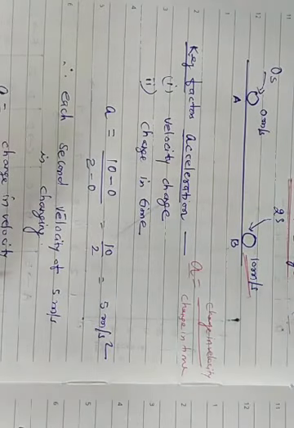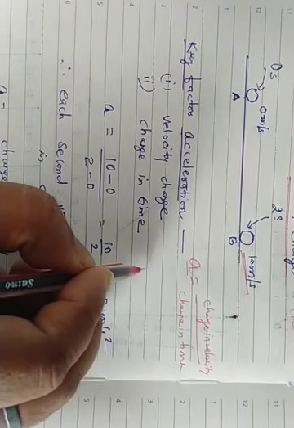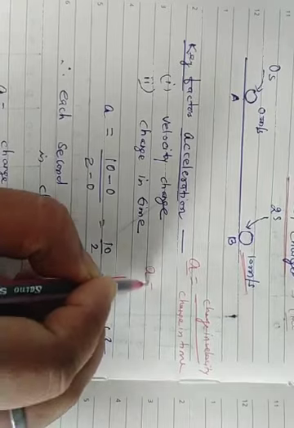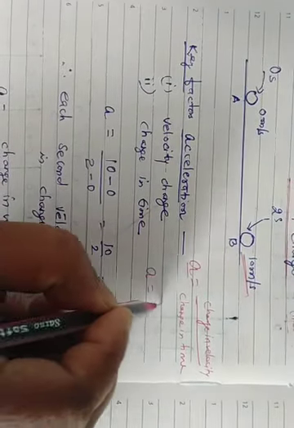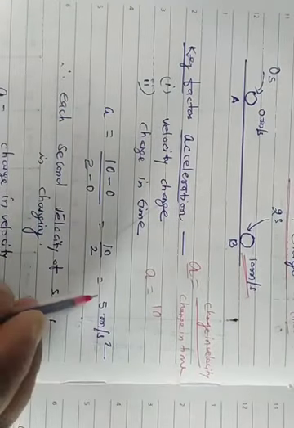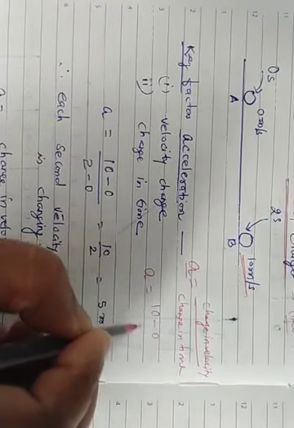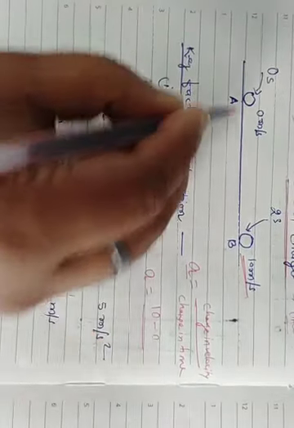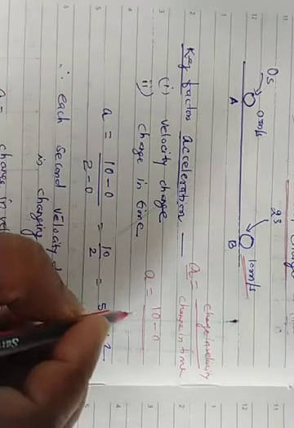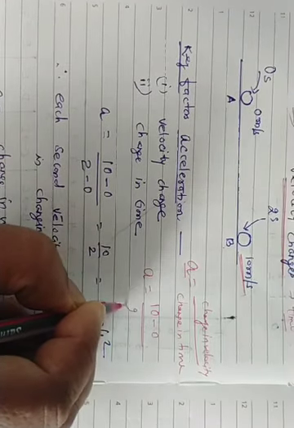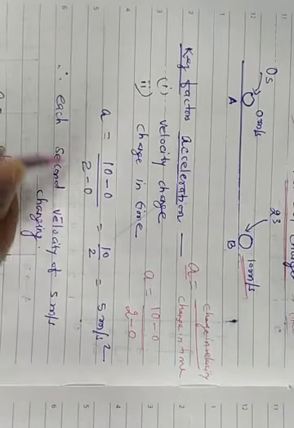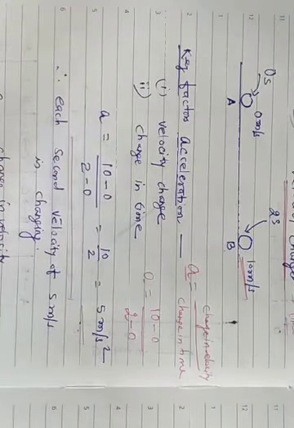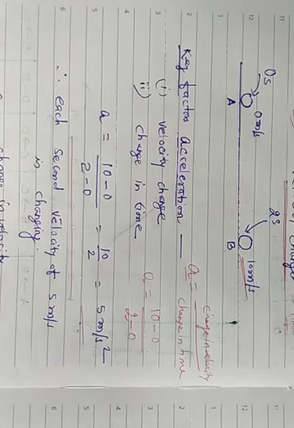Alright, so how much did the velocity change? Here we will say that a equals change in velocity. What is the final velocity that we are getting here? 10. What is the initial velocity at 0 second? 0. And what is the time span that has gone by? The final time is 2 seconds and the initial time was 0 second. So this is how we got an acceleration of 5 meter per second square.